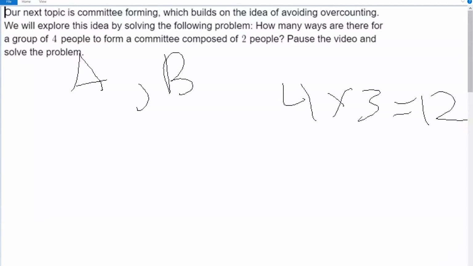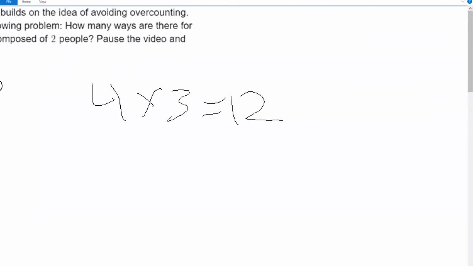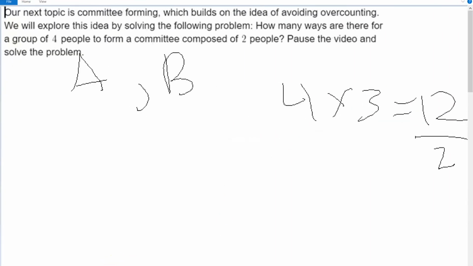However, we have to divide by 2 factorial, as the 2 committee positions are identical. Hence, the answer is 12 divided by 2, which is 6. A very similar method applies if we were to choose 3 members to form the committee. We simply compute 4 times 3 times 2, but divide by 3 factorial, since the 3 positions are indistinct. We could also find the number of ways to exclude a single person from the committee, which is trivially 4.